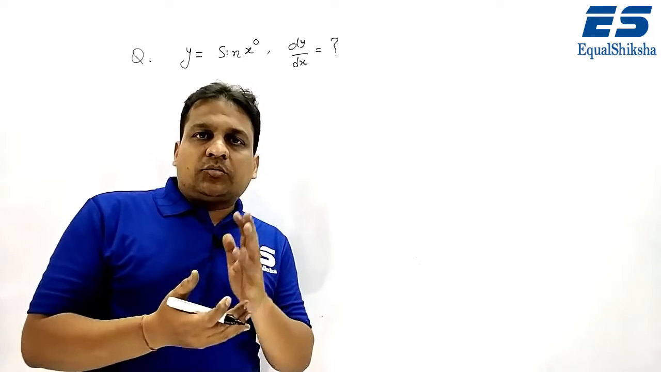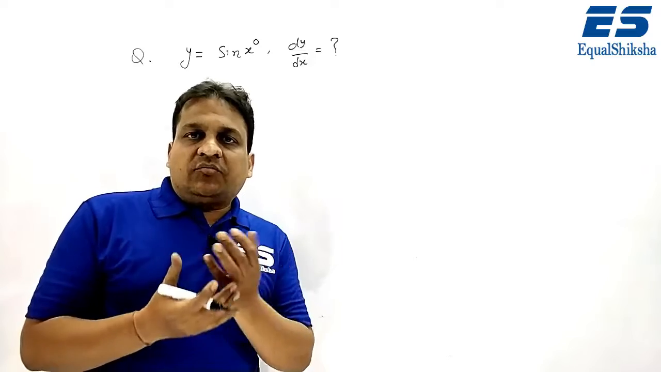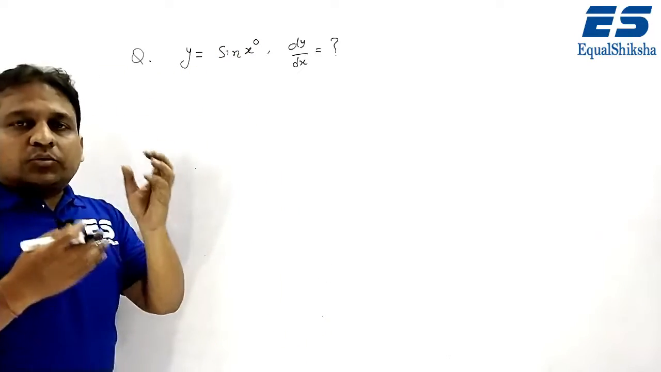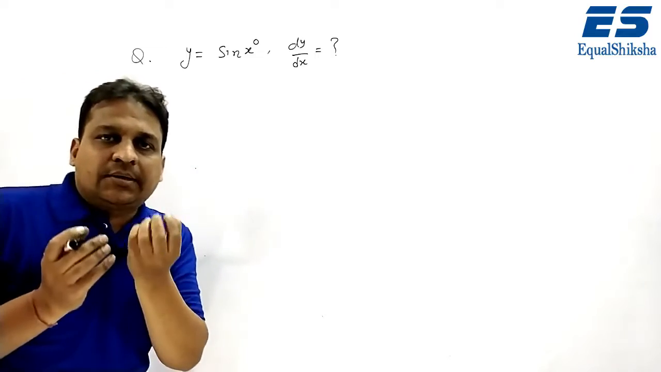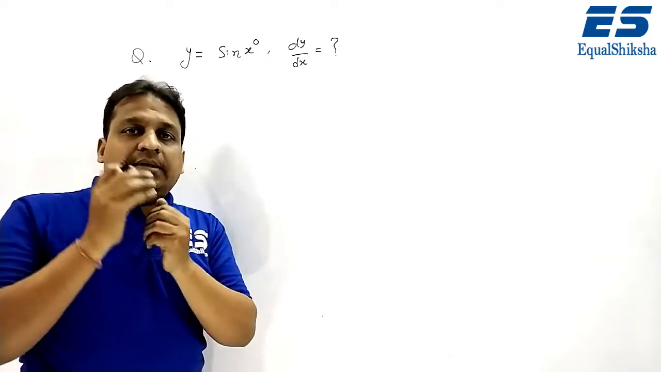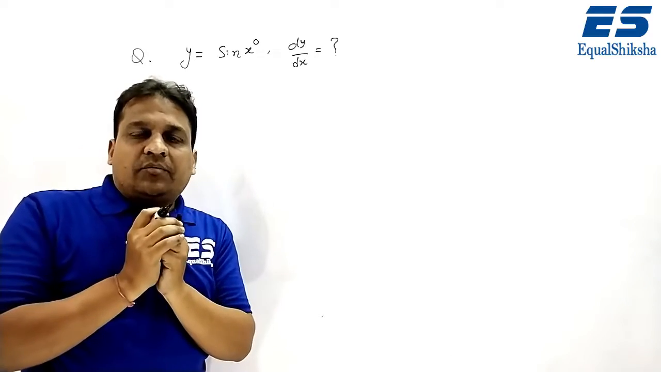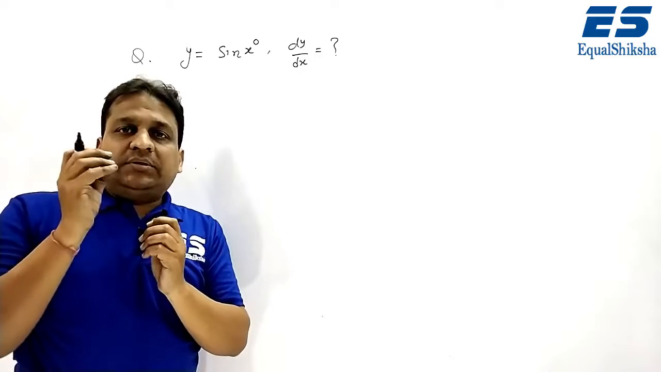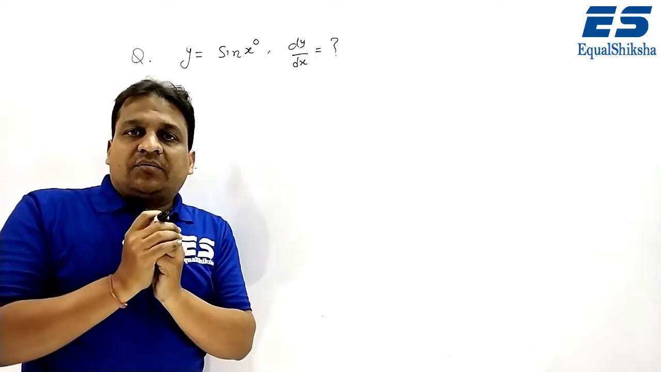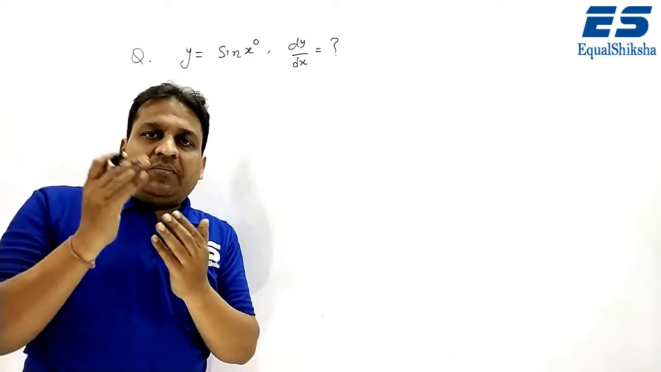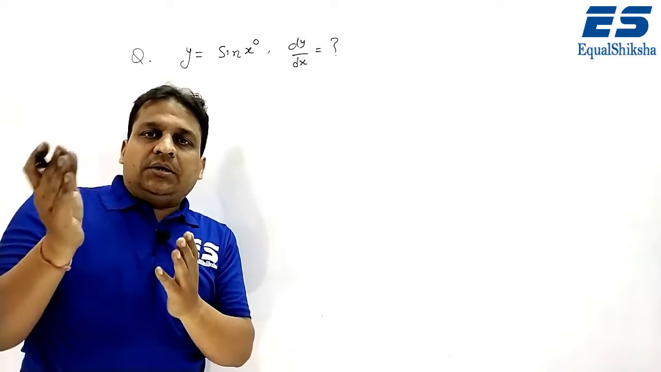Now we are going to solve one more question on function of function, and that is y is equal to sin x degree. Students, you have to remember in differentiation that whenever a trigonometric function is given, the angle will always be in radian form. Here the angle is given in degrees. So first we change the degree into radian form. How do we change degree into radian? We multiply by pi by 180.